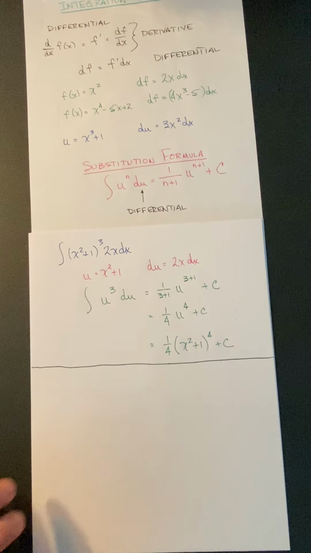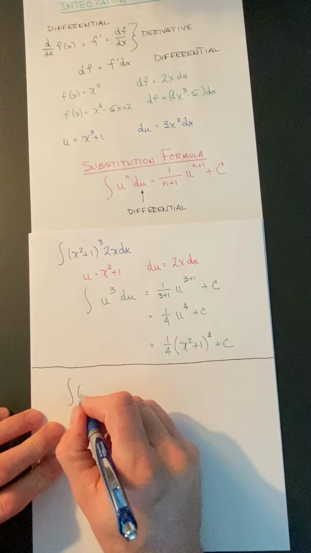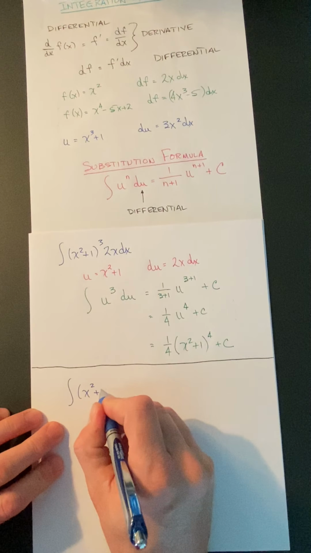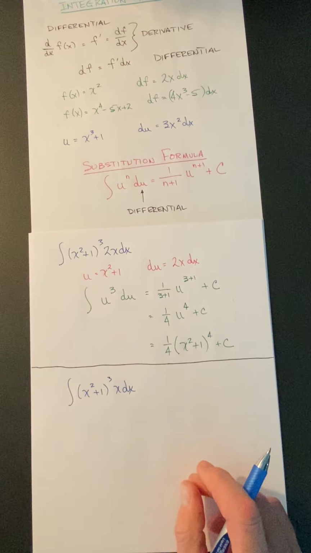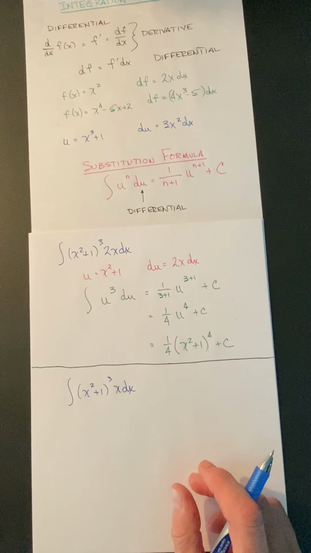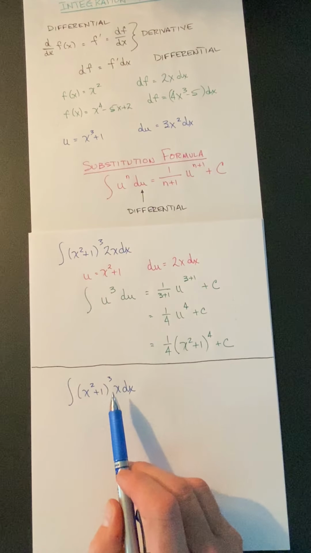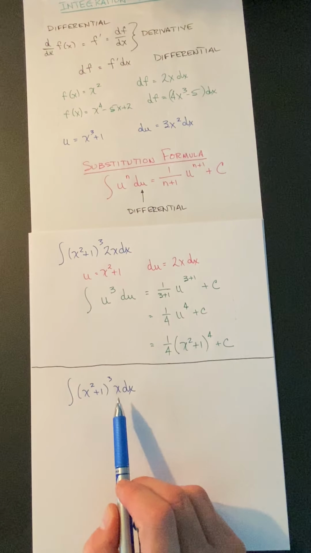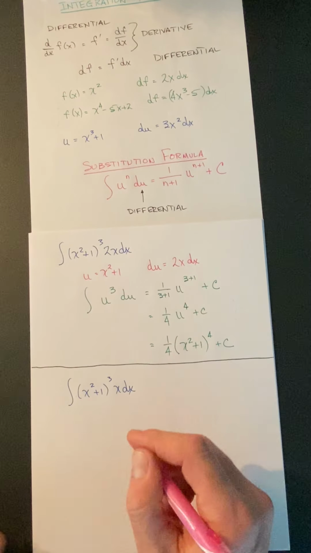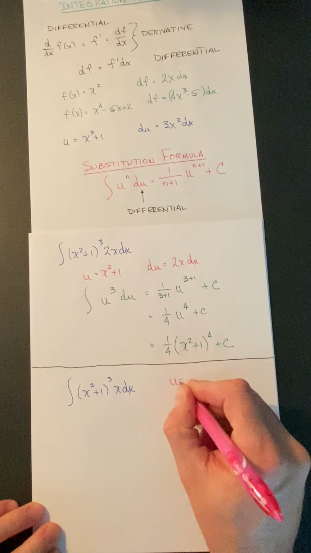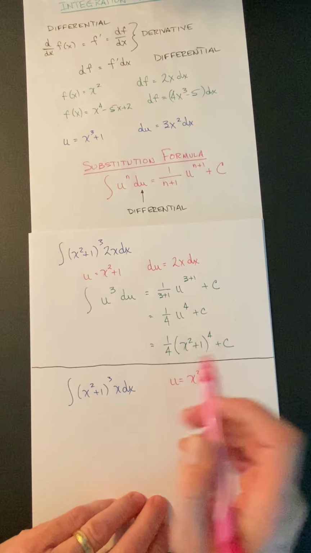Well, what happens, and we're going to make one that's very, very similar to that, if we had the integral of x squared plus 1 cubed x dx, okay? Now, the only difference between this integral and this integral is, notice I don't have 2x, I simply have an x, okay? So I want to define, and I'll just write this one over here, u is equal to x squared plus 1, right? That didn't change.